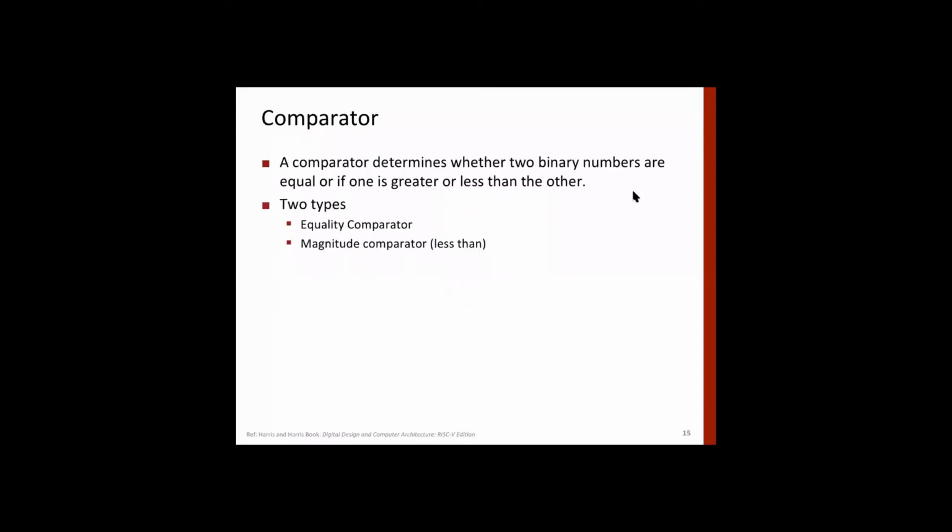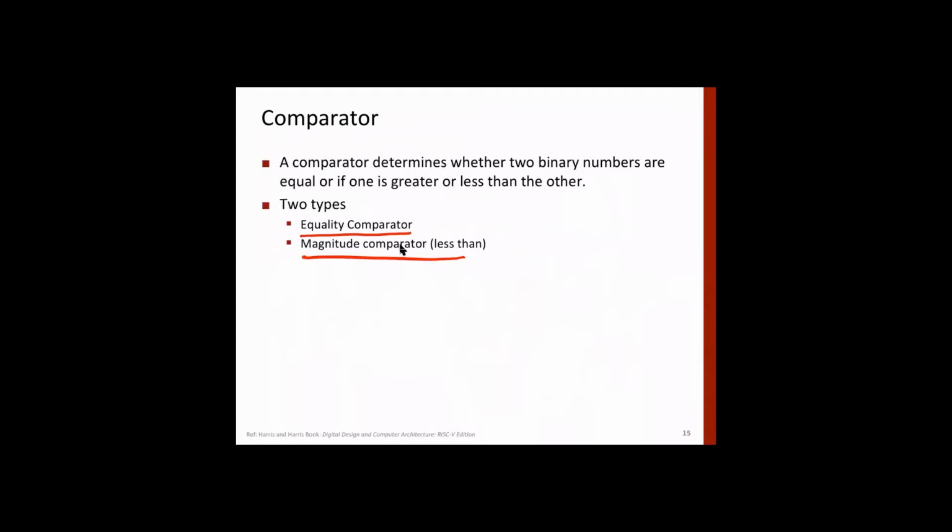All right, so next is the comparator. The ALU also has a comparator, wherein we compare two binary numbers, whether they are equal, or one is greater or less than the other, right? Generally we use two types of comparator: equality comparator or magnitude comparator. This is the equality comparator shown here. If they are equal, then the output is 1, otherwise 0.